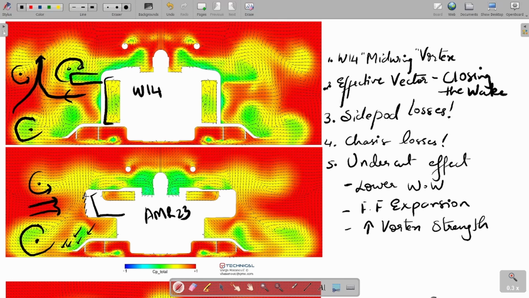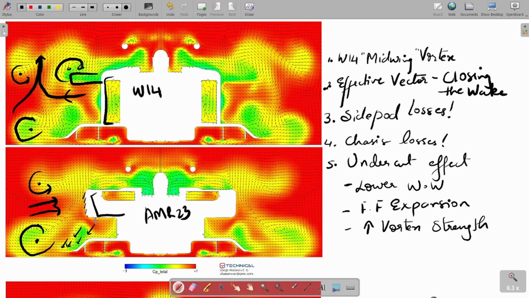Because what this does is it limits your sidepod losses by assisting the flow around the sidepod. So there's no premature separation around the sidepod. The sensitivity of separation around the sidepod would be quite less, or the losses that come from the sidepod themselves would be quite suppressed. And thus this flow would be very, very clean. And not only that, this would clearly show you that the wake is being closed.